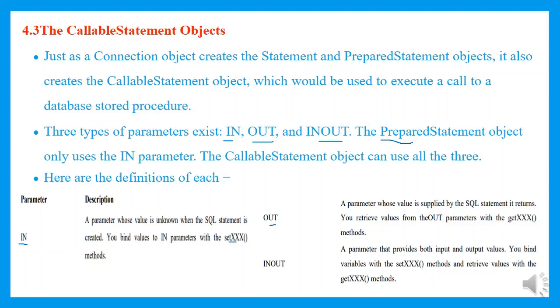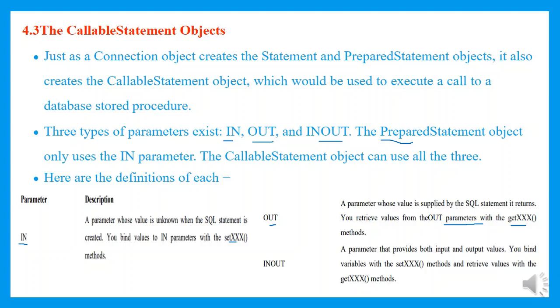Next is the OUT parameter. OUT parameters are used when you want to retrieve a value from the tables. Along with an OUT parameter, we'll make use of the getX method. We have already seen that the getX method is used to retrieve a value from the table. The OUT parameter's value is supplied by the SQL statement it returns. You retrieve the value from the OUT parameter with the getX method. For example, select star from employee means I am retrieving all the values from the table employee. In that case, we'll make use of an OUT parameter by making use of the getX method.